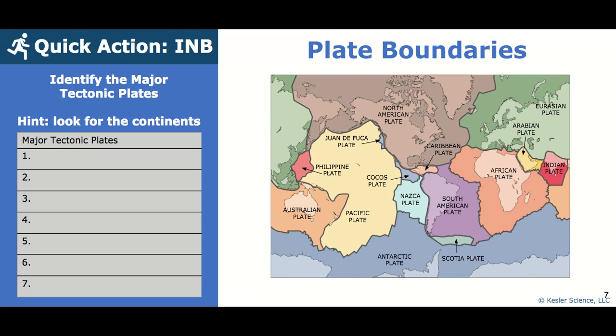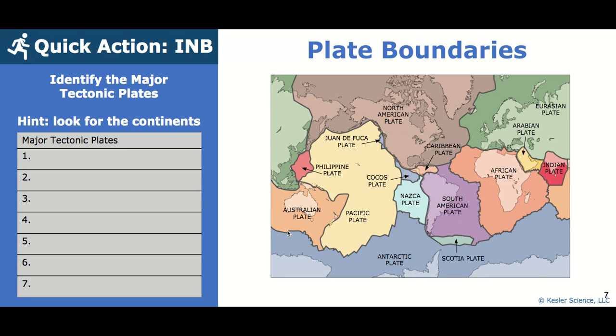Now, all of these plates that move around under us, there are 7 major plates. Now, if you think about it, we have 7 continents in the world. So the major plates that we would consider to be major are the ones that are named after continents. So if you look at this map, you'll see that there's the North American plate. We live in North America. There is the Eurasian plate. The Eurasian plate is a combination of Europe and Asia, the continents of Europe and Asia. We have the African plate, which takes up the African continent. We have the South American plate.